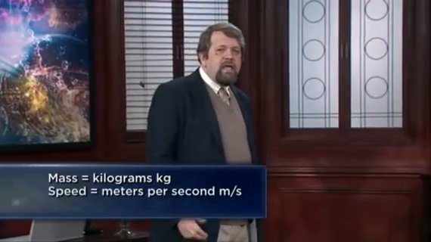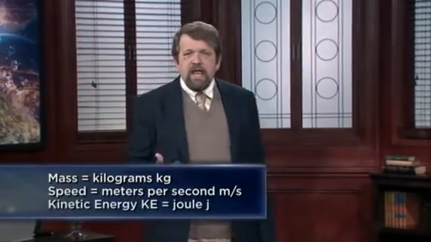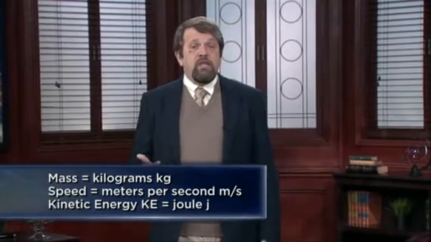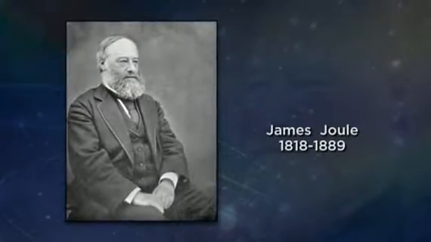If we measure our mass in kilograms and speed in meters per second, the kinetic energy is calculated in a unit called a joule, which is named after the English physicist James Joule. 1 joule is the kinetic energy of a 2-kilogram object, a 2-liter bottle of water, say, moving at 1 meter per second, which would be a moderate walking pace.